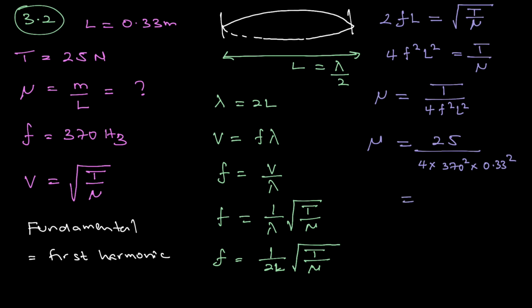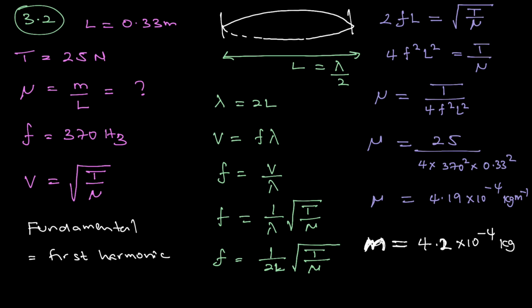When we work that out on a calculator, mu turned out to be 4.19 times 10 to the power minus 4 kilogram per meter. So that means mu is m over L. So for 1 meter, mu will become 4.2 times 10 to the power minus 4 kilogram. So that will be the mass.